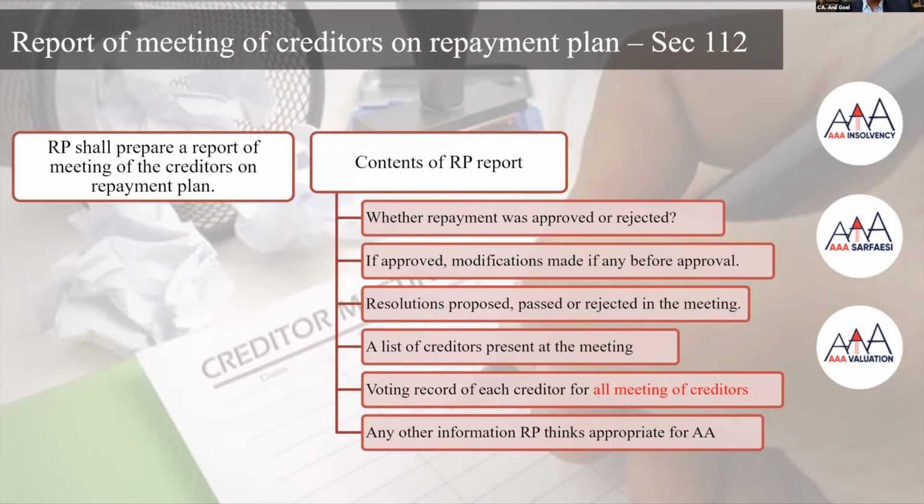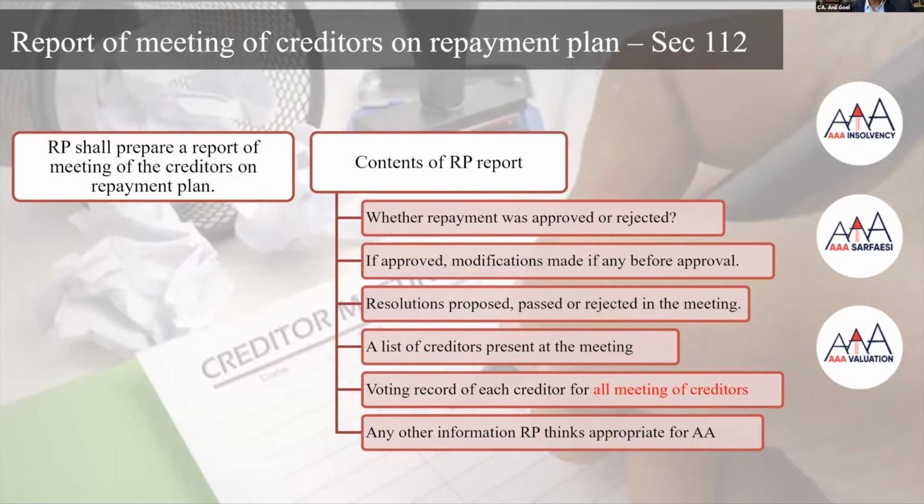The contents would be whether the repayment plan has been approved or rejected. If approved, any modifications made before the approval, and then an updated repayment plan with all the modifications. All the resolutions proposed, resolutions passed, resolutions rejected in the meeting, a list of creditors present at the meeting, and the voting record of each creditor for all meetings of the creditors. Any other information which the RP thinks appropriate.